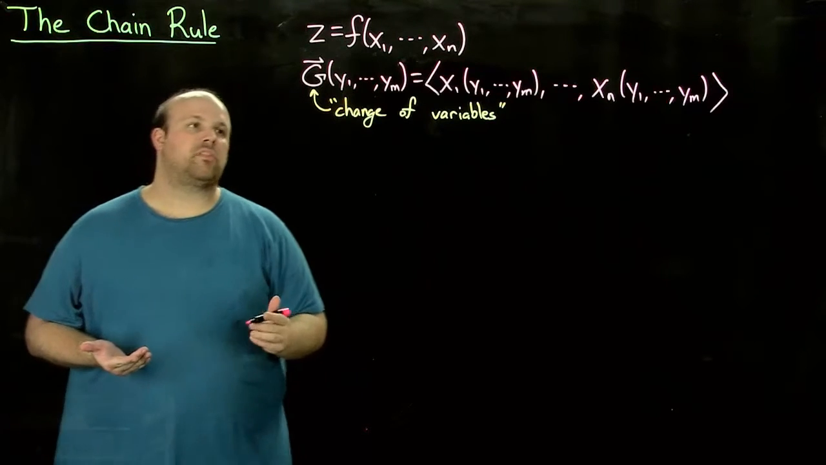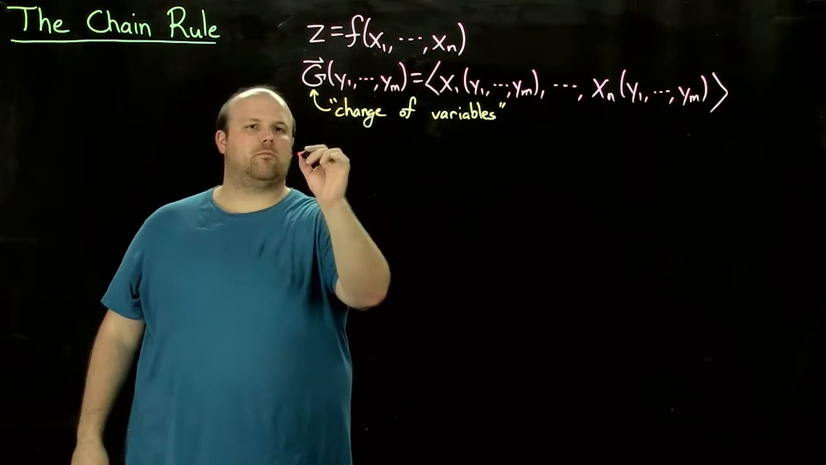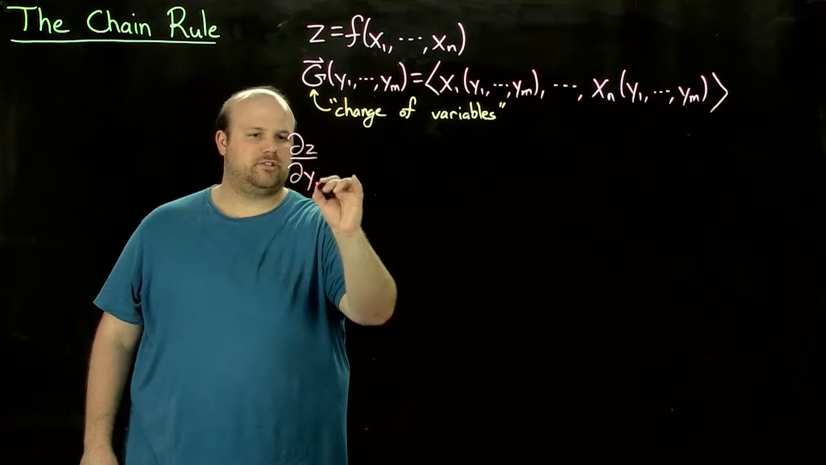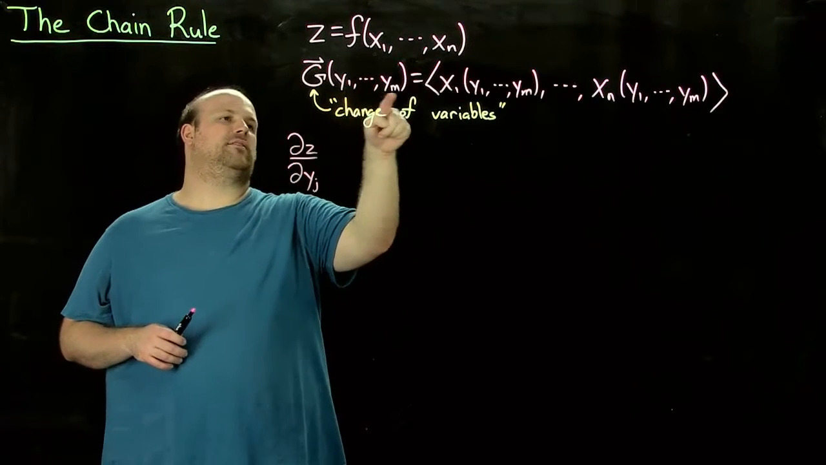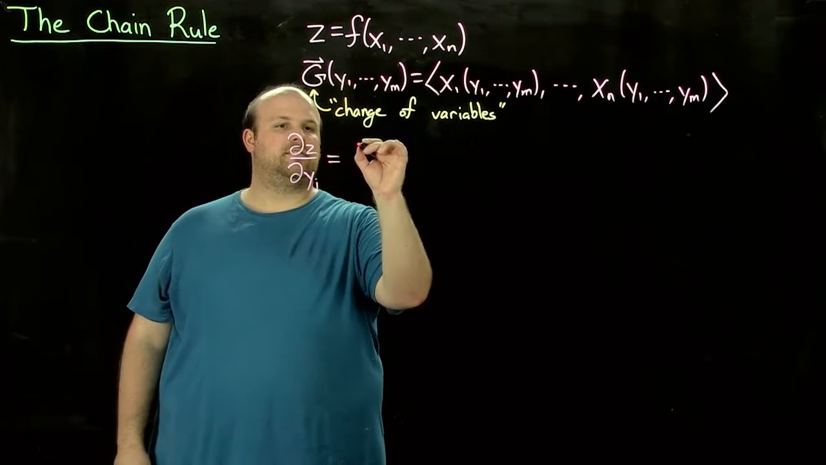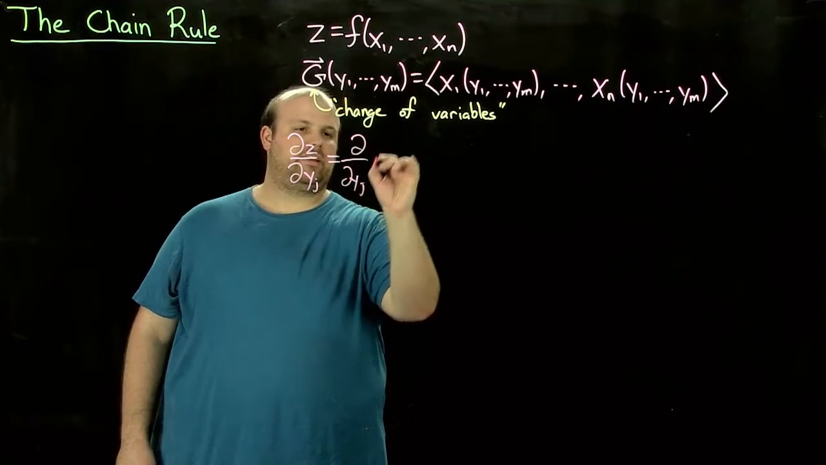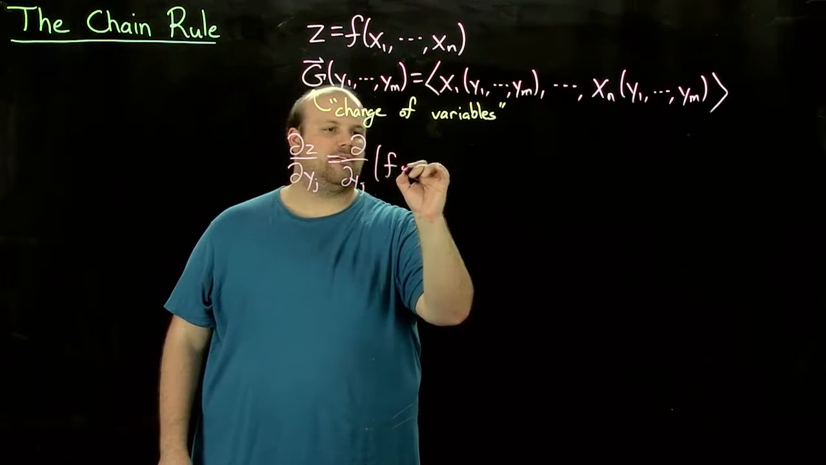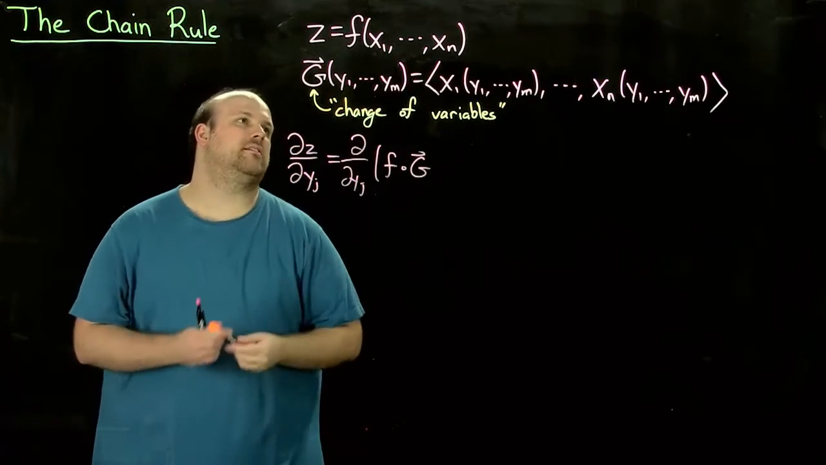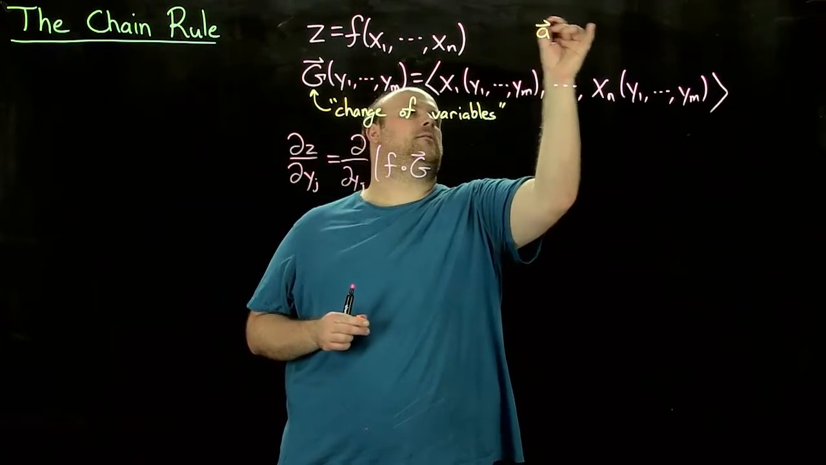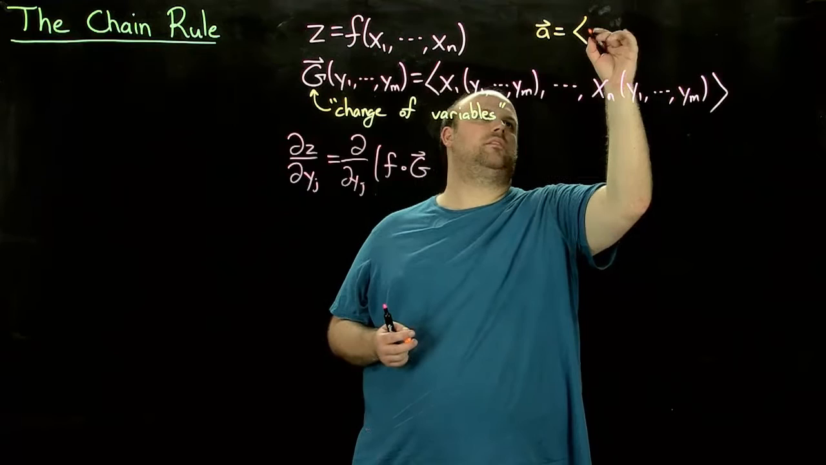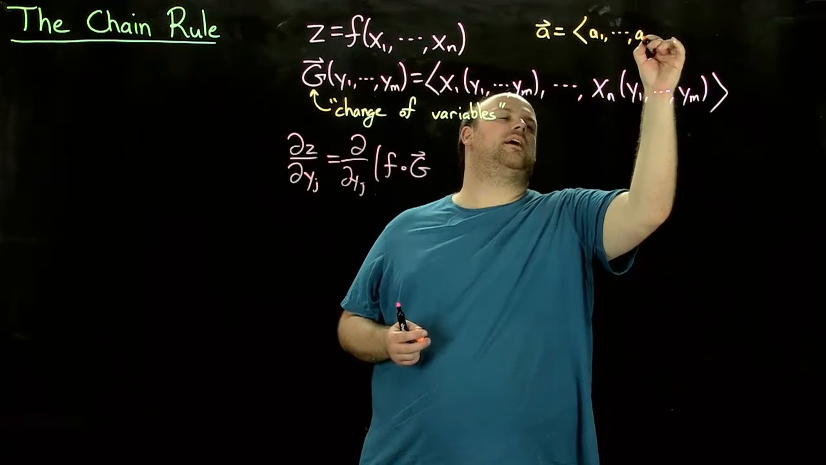Right? So we want to ask, what does dz, let's say dyj, so with respect to one of these guys, what does that look like? Or in other words, what we're asking is, what is dyj of the composition f of g? And actually, we want to take this derivative at a point. So let's say A is a vector or a point A1 through AM.